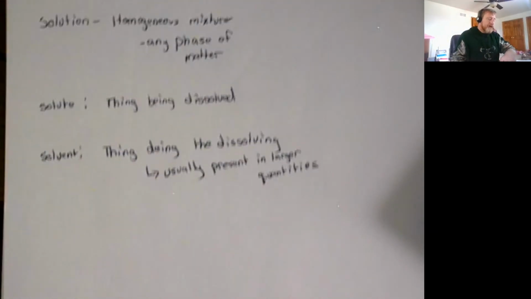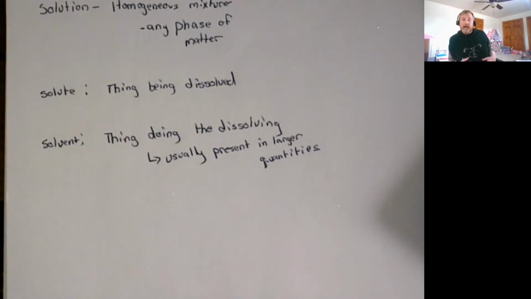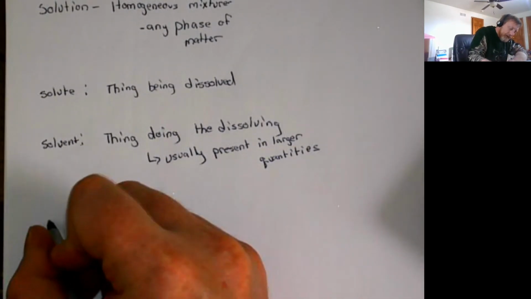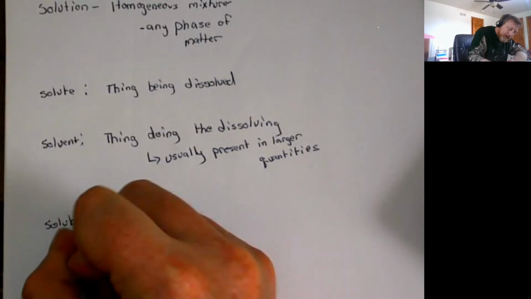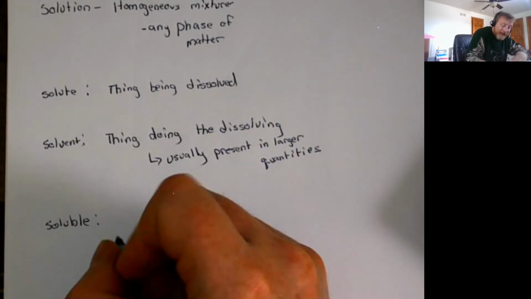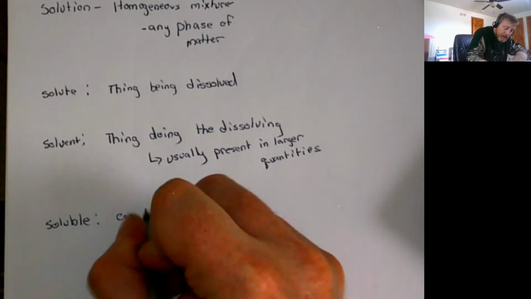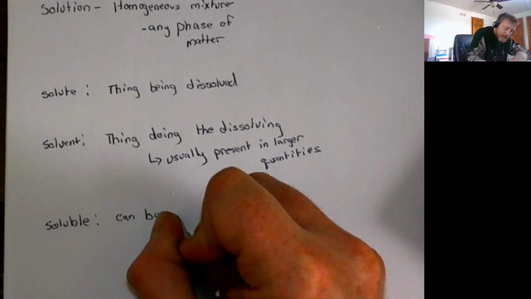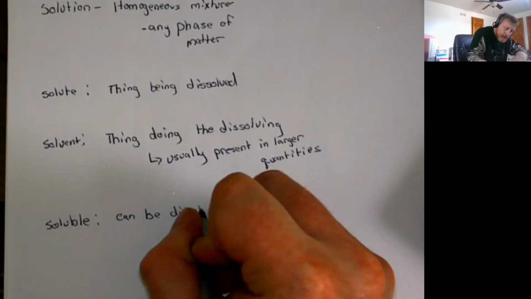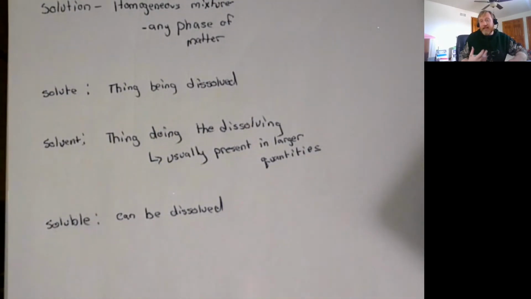Okay. Now, as Professor Dave said, some things can be dissolved by some solvents, and some things can't be dissolved by some solvents. And that gets to this idea first of whether or not something can be dissolved. If it can be dissolved by a particular solvent, then it would be soluble in that solvent. So like salt. Salt can be dissolved by water, so we would say salt is soluble in water.